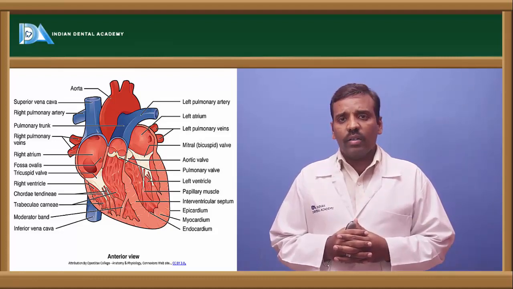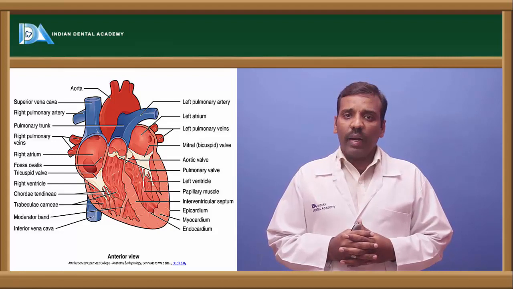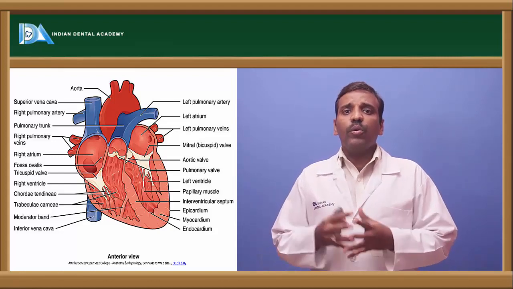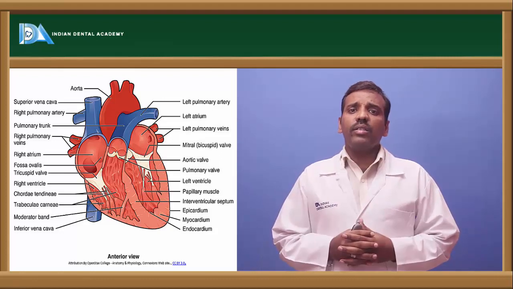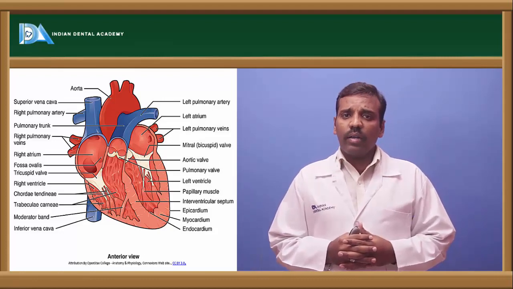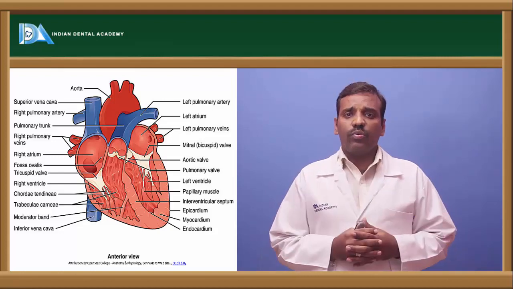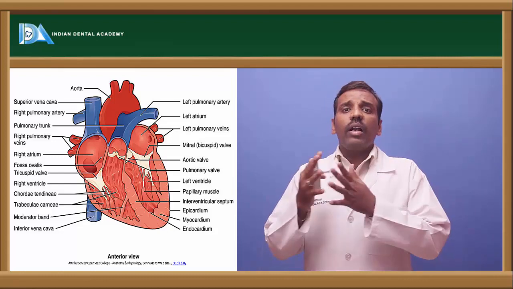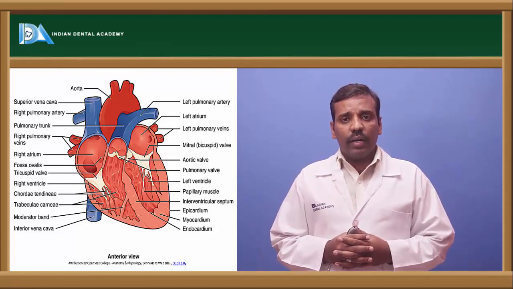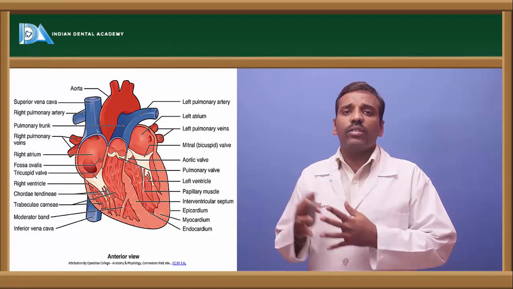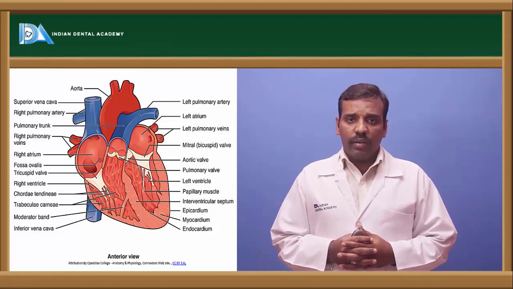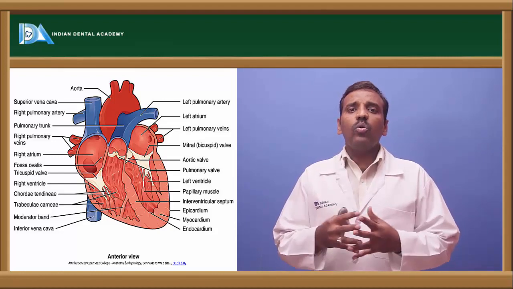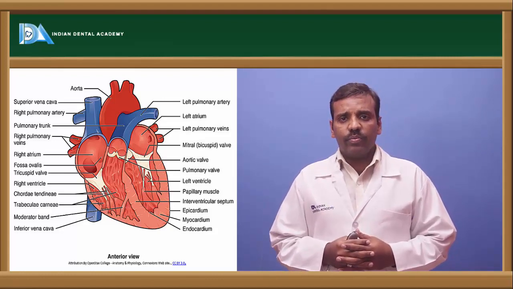The right side of the heart pumps the impure blood and the left side of the heart pumps the pure blood. Impure blood is nothing but deoxygenated blood. It is transported from the heart to the lungs. The left side of the heart pumps the blood to the organs and different systems. That is the pure, oxygenated blood.